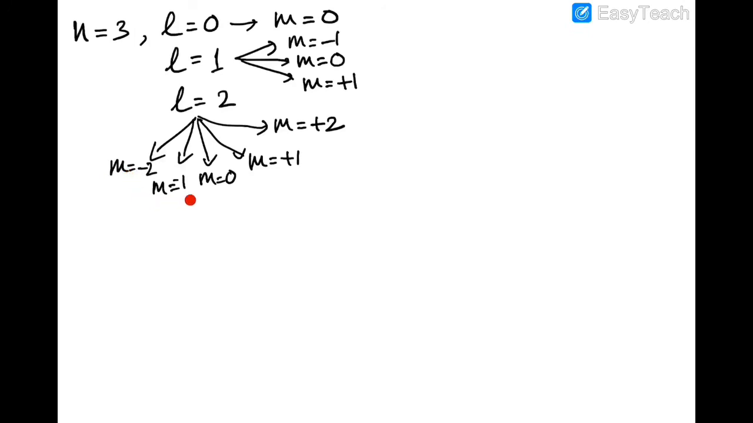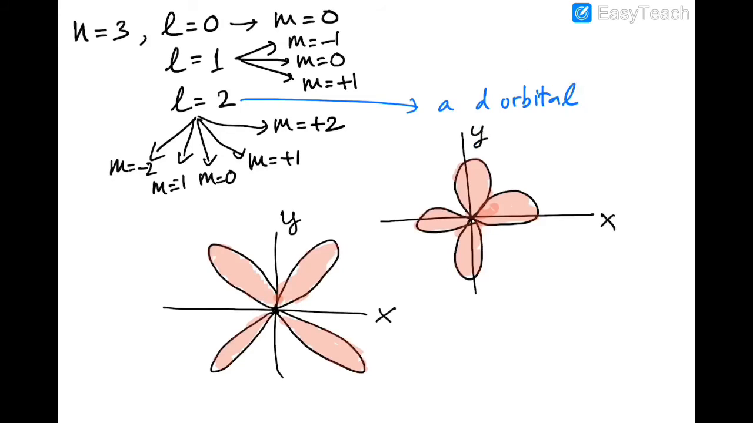Now, of course, we will have 5 different orbitals. For l equals 2, we call this a d orbital, and we can have 5 different d orbitals. So for the d orbitals, we have 5 different magnetic quantum numbers, meaning that we have 5 different orbitals. We can have the ones that are in between the axes, and we can also have this for other axes. So here we have dxy, and we can also have dyz and dxz.